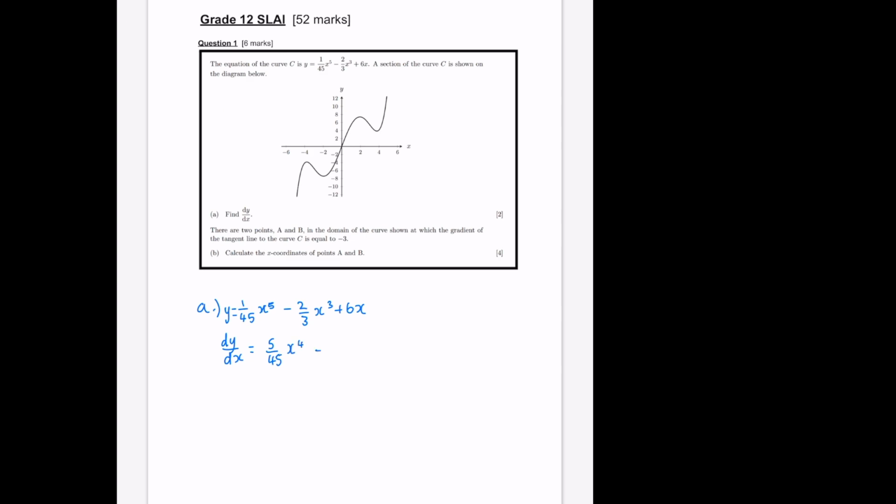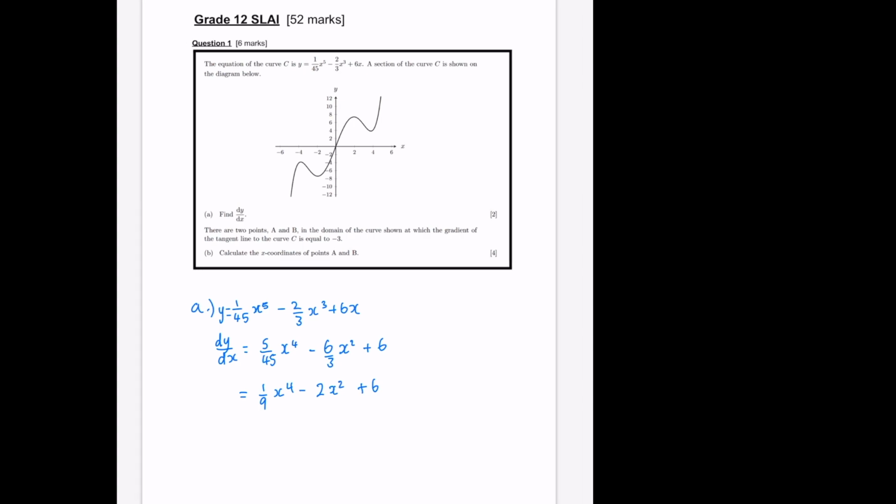I multiply the power in front, so that gives me 6 over 3, because it's 2 times 3, x squared, and then multiply by the power and reduce it by 1. So rather than writing x to the 0, there's no x's there, so I can actually just take that off altogether. And then I can simplify that down, so that gives me 1/9 x to the power of 4 minus 2x squared plus 6. I can simplify it down at the end, just using my calculator.